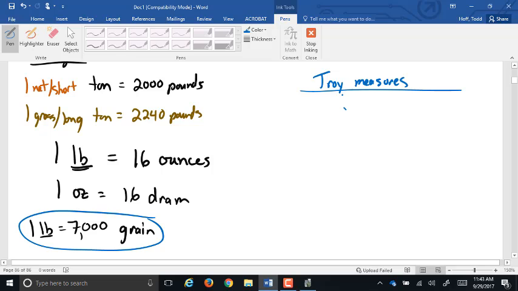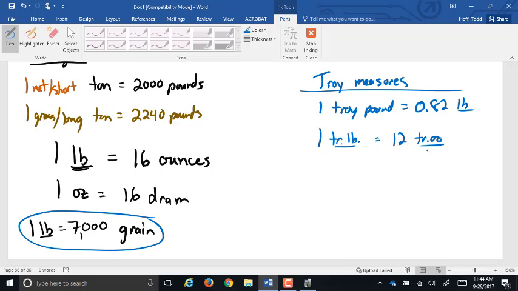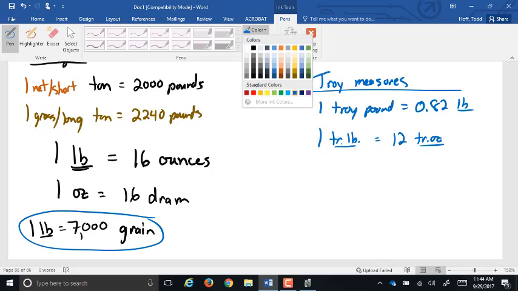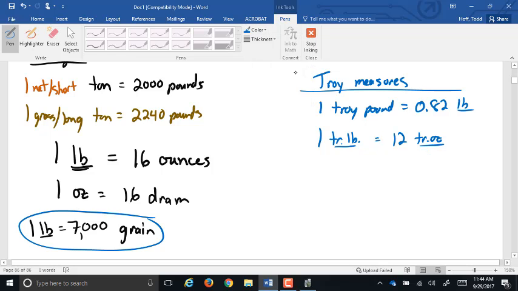But anyway, because that's where they were bought and sold, we actually still use Troy units, Troy measure for precious metals. 1 Troy pound is only about 0.82 of our standard pounds. However, 1 Troy pound only contained 12 Troy ounces. So a Troy pound is smaller than a standard pound, but a Troy ounce is actually larger than a standard ounce. So just so you're aware of that.